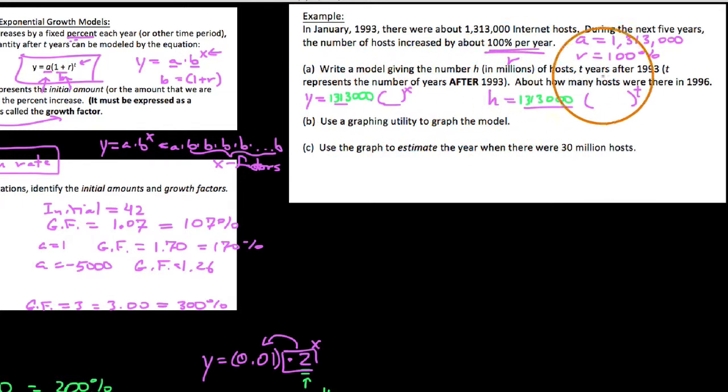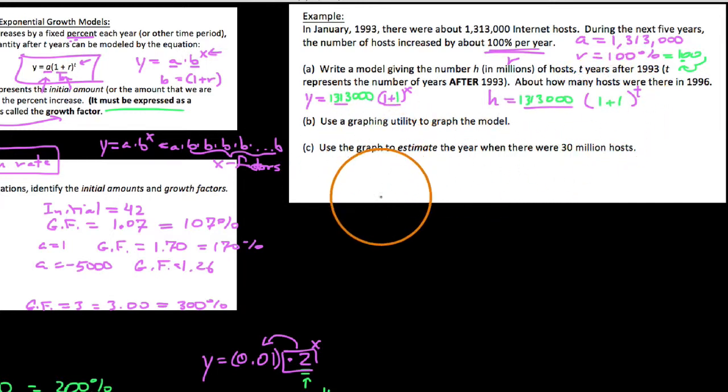1,313,000, and in each case we say it's 1 plus r, where our r value is 100%. Now, since 100% is not a decimal, we need to write it as a decimal. Notice that I say this here: the value of r is the percentage of increase, and it must be expressed as a decimal. Okay, we're going to plug in a 1 right here, and we say 1 plus 1.